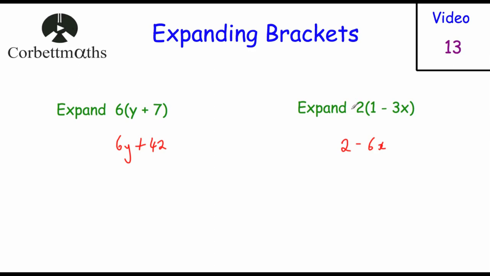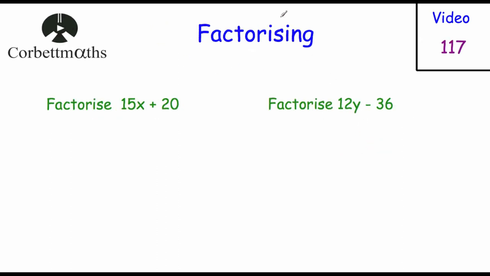Just be careful if you did have a minus 2 outside of here, that you would be doing minus 2 times 1, which would be minus 2. And if you have minus 2 times minus 3x, remember, a negative times a negative is a positive. Here it's just a positive 2, so we're just going to do 2 times 1 and 2 times 3x and make sure we put our minus sign in the middle. That's it. Okay, let's have a look at our next topic, which is factorising, which is video 117.